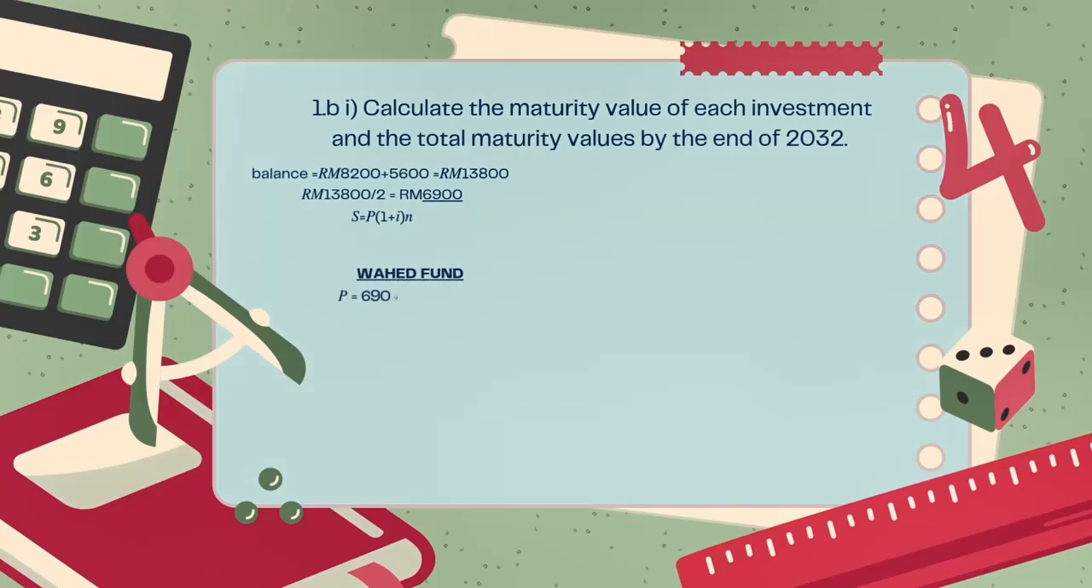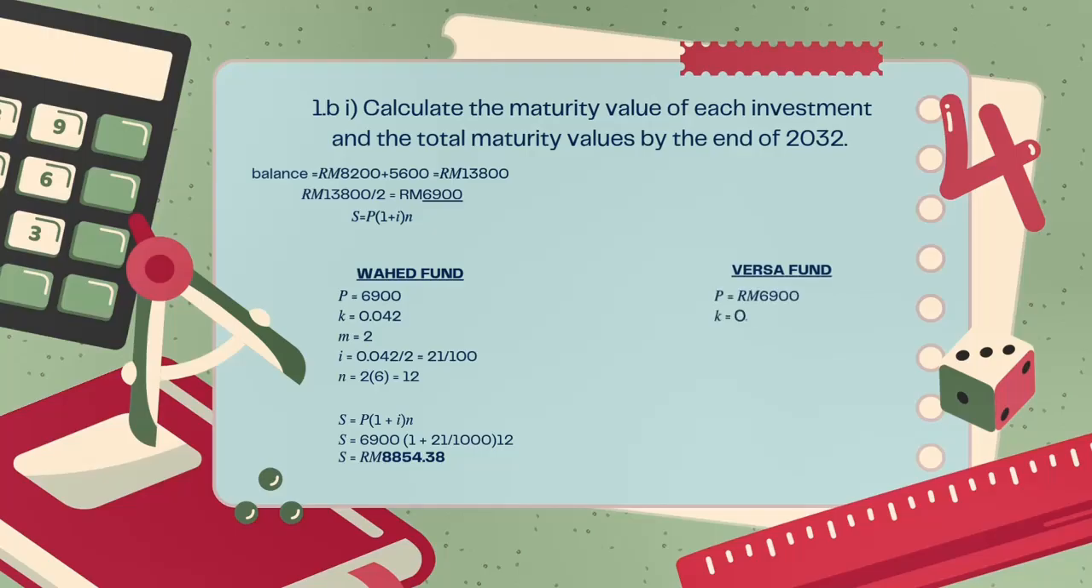For Wahid Fund, P equals 6,900 ringgit, K equals 0.042, M equals 2, I equals 21 over 1,000, N equals 12. S equals P(1 plus I) power of N. S equals 6,900(1 plus 21 over 1,000) power of 12. S equals 8,854 ringgit 38 cents.